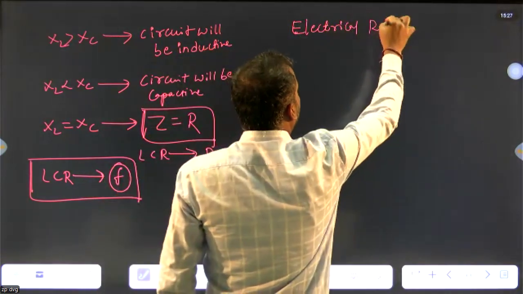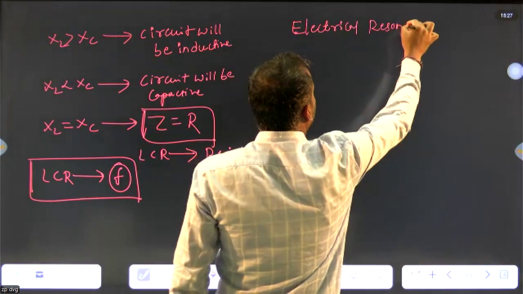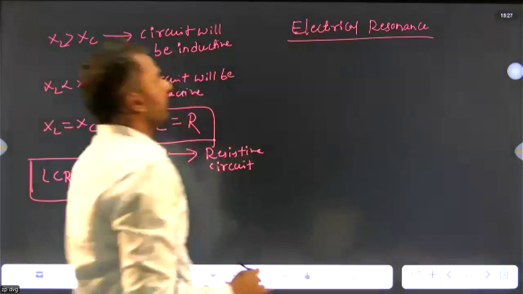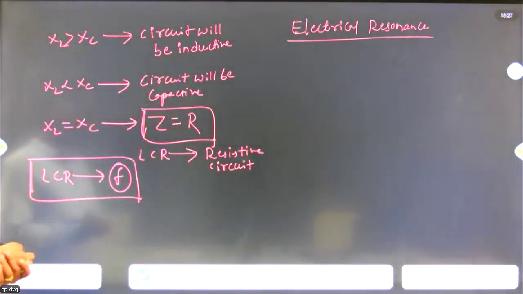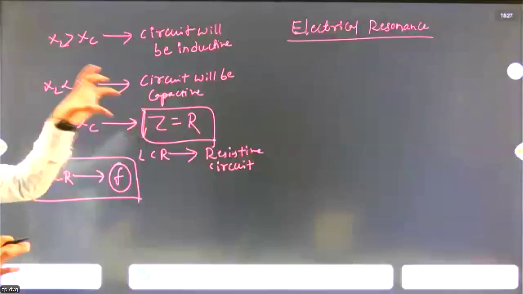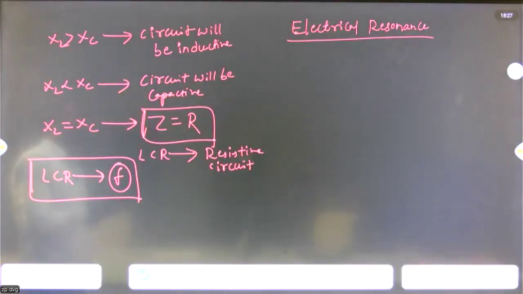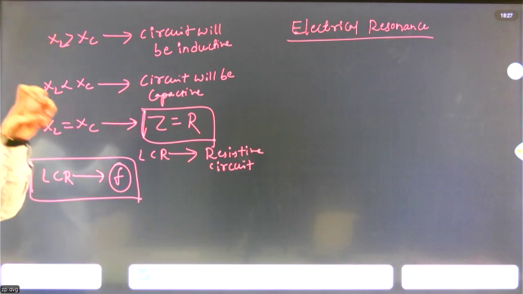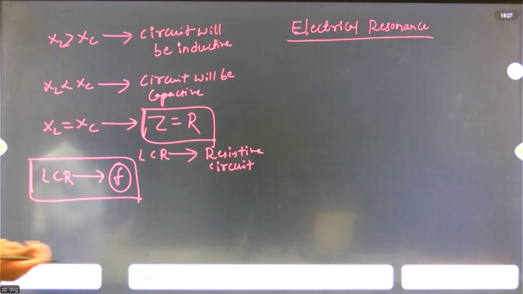Electric or electrical resonance. When resonance takes place in a series LCR circuit, for a particular frequency of the applied AC to a series LCR circuit, current in the circuit becomes maximum and impedance of the circuit becomes minimum.